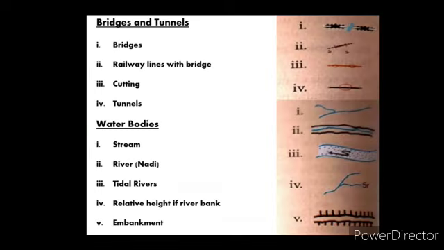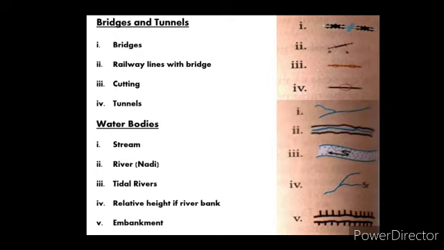Okay, so the next one is bridges and tunnels. We all know what bridges are. Bridges are the overhead structure across the river with roads, and railway lines with bridge. Whenever we go for a journey, whenever we cross over a river or a stream, we generally see the passage above the river or the stream, that is called railway line with bridge.